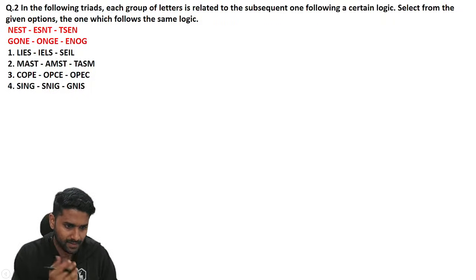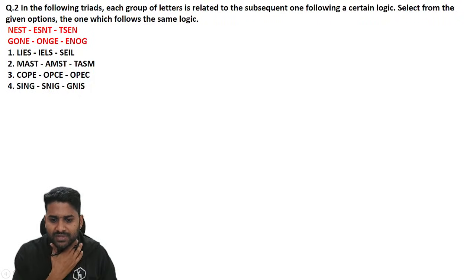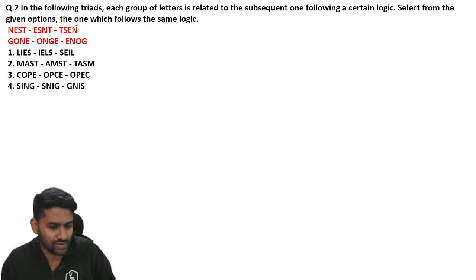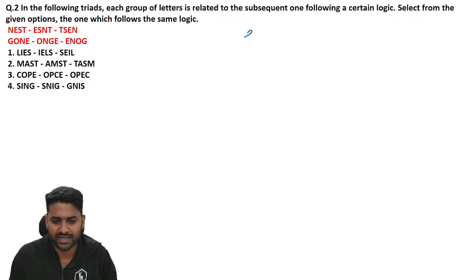Next. Now here the question says that each group of letters is related to the subsequent one following a certain logic. Select from the given options the one which follows the same logic. See, here 1 and 2 follow the same logic, and one of the options also follows the same logic. Now identify which is the suitable option. This is a similar pattern.